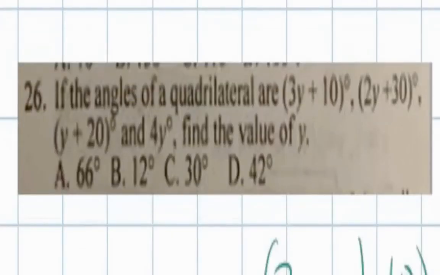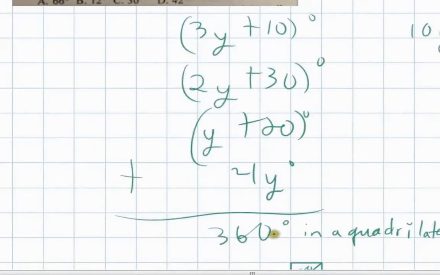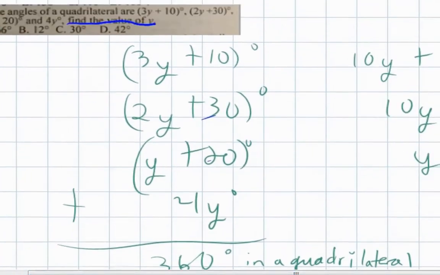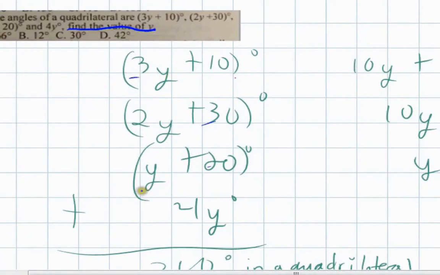Question 26 gives us the angles of a quadrilateral, and it asks us to find the value of y. In a quadrilateral, there are 360 degrees total. So that means that if I were to add up all the measurements that they gave me, I would get 360. So what I did was I took all of these and added them up as best as I could.